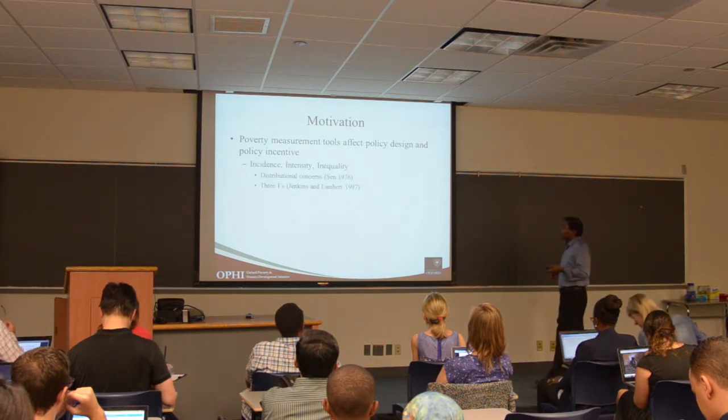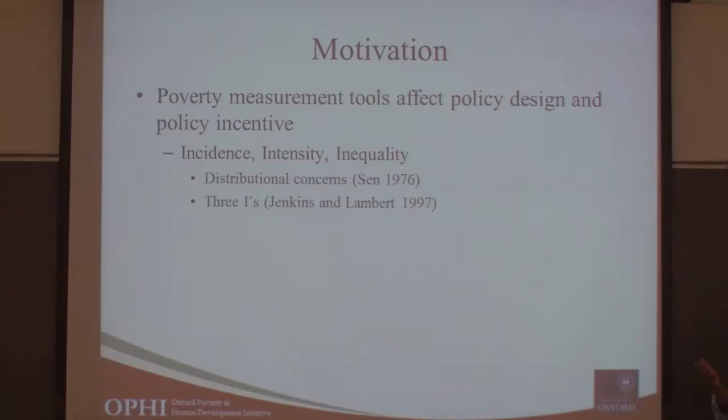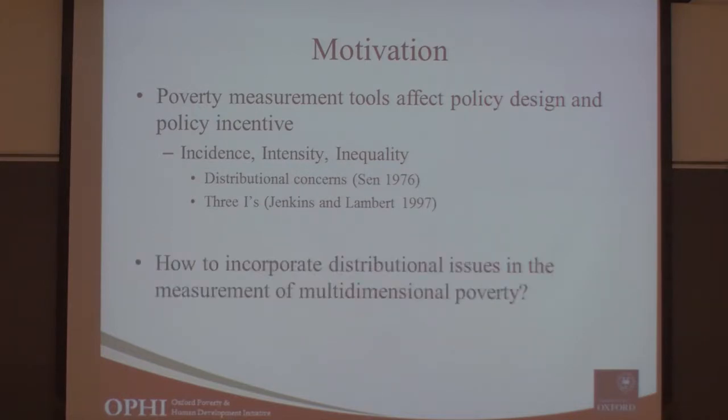So the main motivation, and we have already been through, Stephen Jenkins and Lambert, they call it the three I's of poverty: incidence, intensity, and inequality. And of course, we don't have to talk about the motivation of why distribution concerns are important. We have already been through. Then, the idea is how to incorporate distributional issues in the measurement of multidimensional poverty.